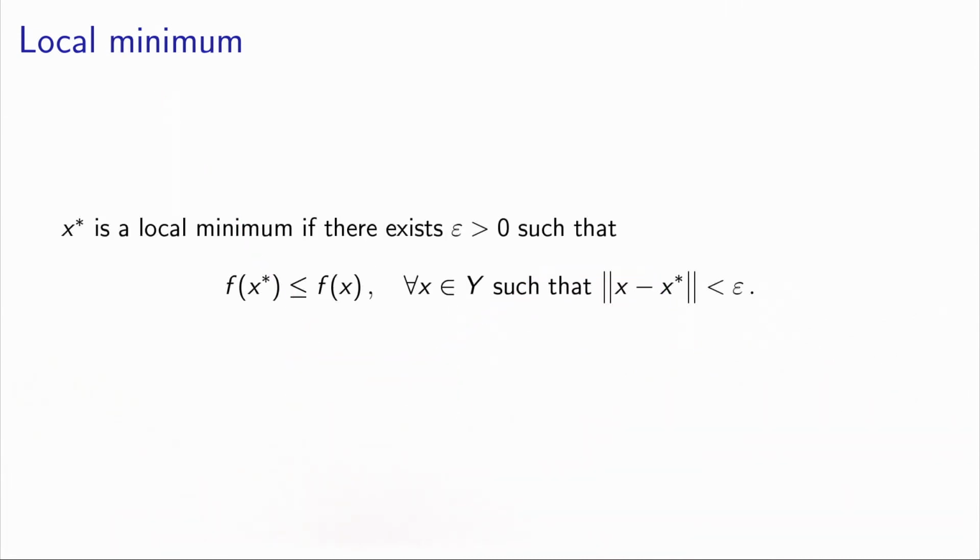So the formal definition of a local minimum is: x star is a local minimum if there exists a neighborhood of size epsilon, strictly positive, such that the value of the objective function at x star is better than the value of the objective function for any feasible point which is inside the neighborhood of size epsilon.